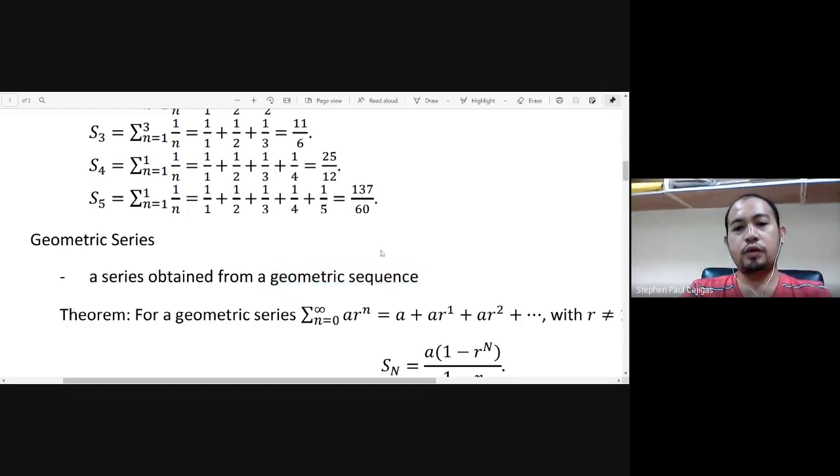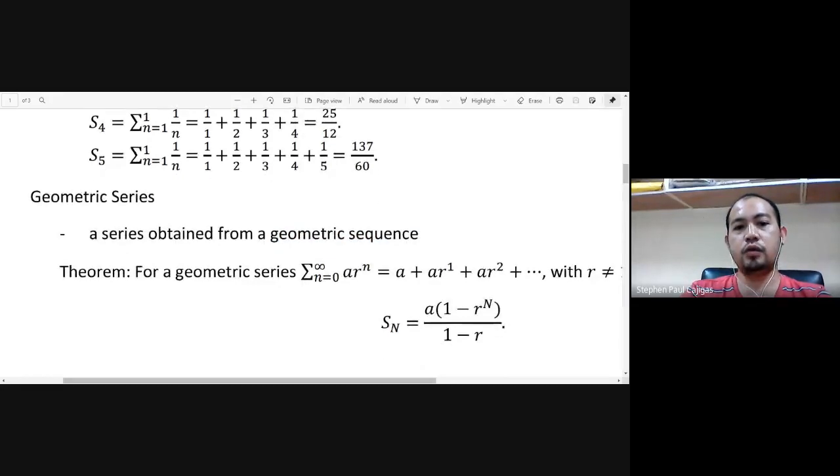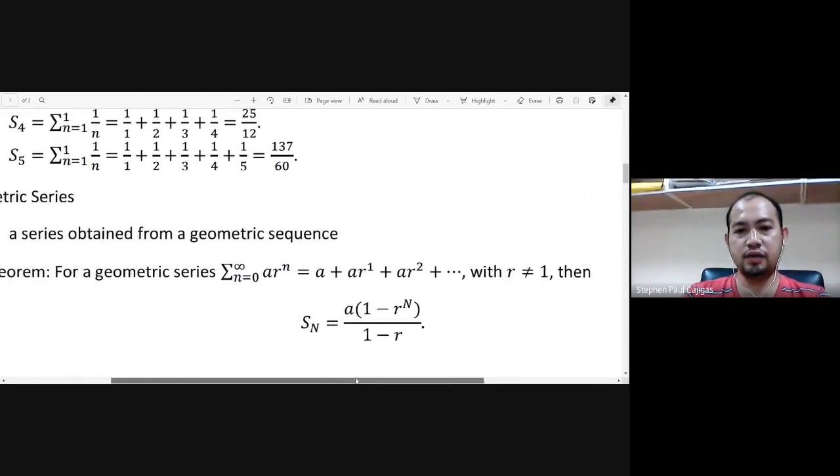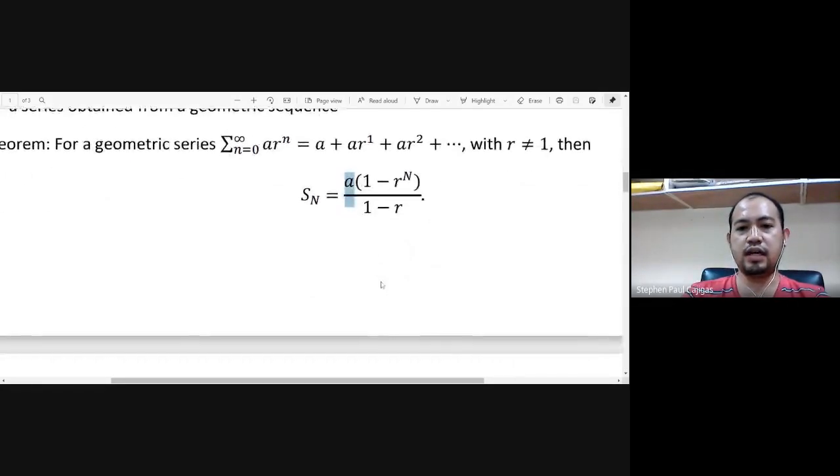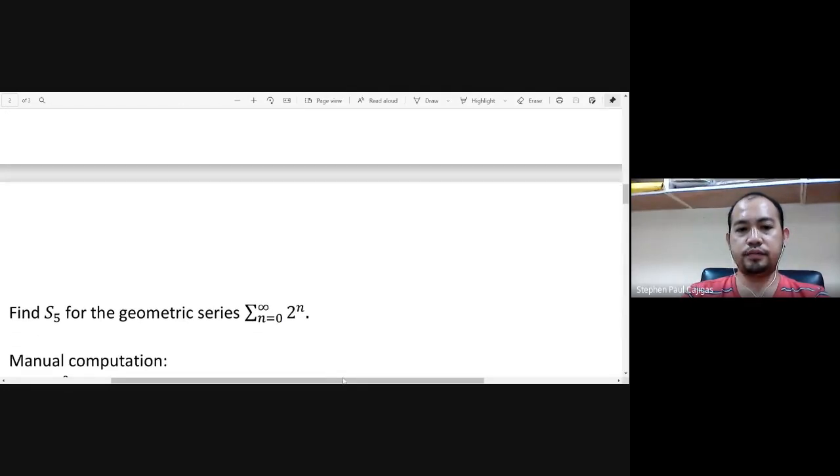Okay. So we will be looking at geometric sequences and then the series of a geometric sequence. Here's the theorem. If you have a geometric sequence wherein r is not equal to 1, that is, the common ratio is not equal to 1, then we can find the nth partial sum with this formula: a times 1 minus r to the n, over 1 minus r. So let's look at some examples.